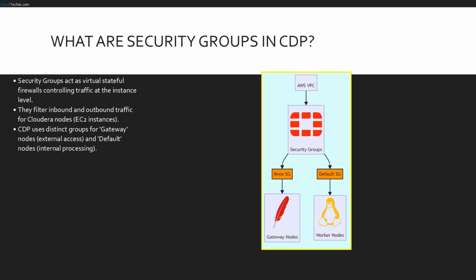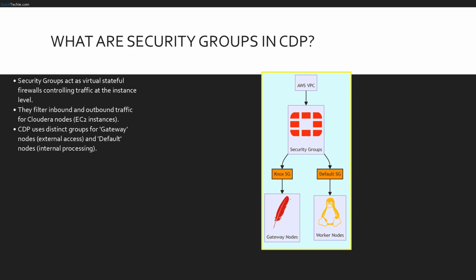In AWS, a security group acts as a virtual firewall that controls traffic for one or more EC2 instances. Unlike network ACLs, which operate at the subnet level, security groups operate at the instance level, offering granular control. In a CDP environment, we don't just use one big group. We logically separate them into two primary categories: a NOC or gateway group for nodes that need to accept external connections from your users, and a default group for worker nodes that communicate primarily with each other. This separation is crucial for maintaining a least privileged network architecture.